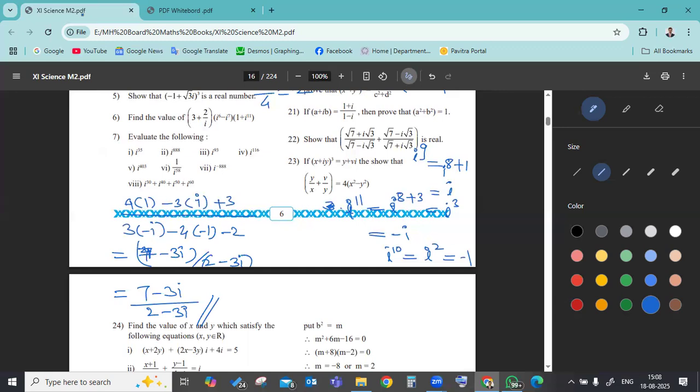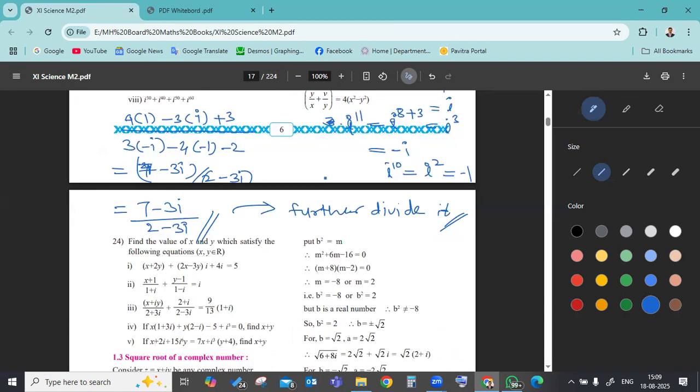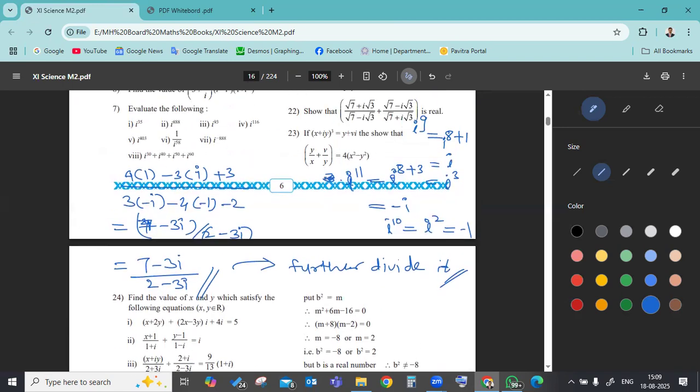So this is the actual number, and now we need to further divide it, because we have just simplified the various powers of I. We have simplified it. Have you understood this example also? Are you able to solve the remaining part of this now? Yes. Okay.